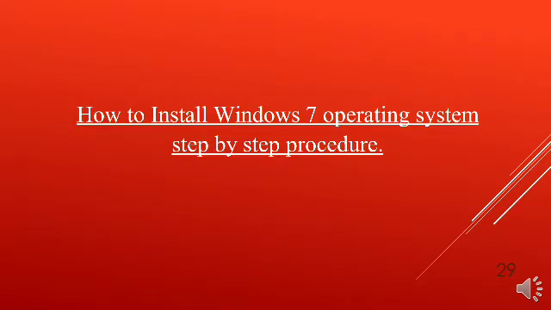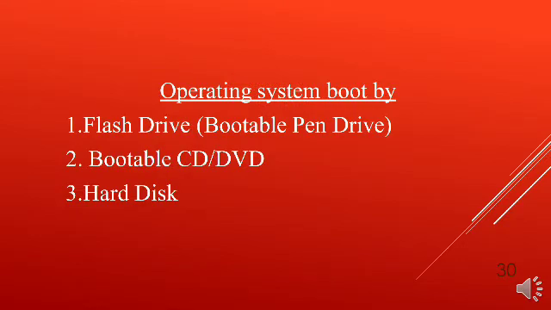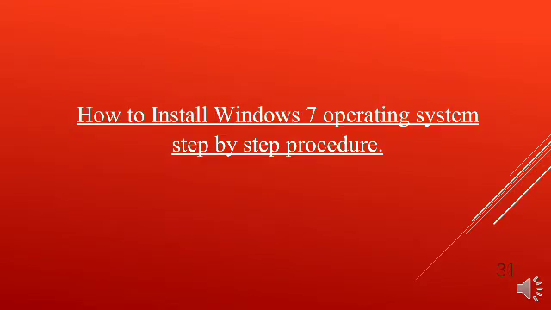How to install Windows 7 operating system, step-by-step procedure. Operating system boot by: 1. Flash drive or bootable pen drive. 2. Bootable CD or DVD. 3. Hard disk. How to install Windows 7 operating system, step-by-step procedure.